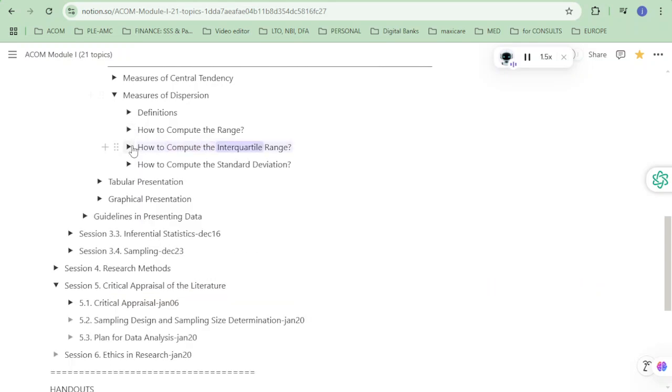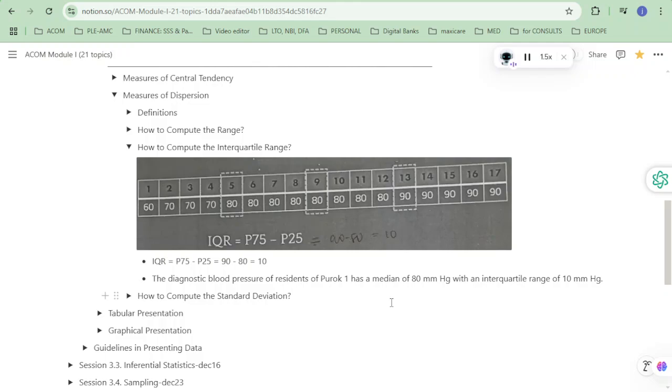How to compute the interquartile range. IQR equals P75 minus P25, equals 90 minus 80, equals 10. The diastolic blood pressure of residents of Purik 1 has a median of 80 mmHg with an interquartile range of 10 mmHg. How to compute the standard deviation?